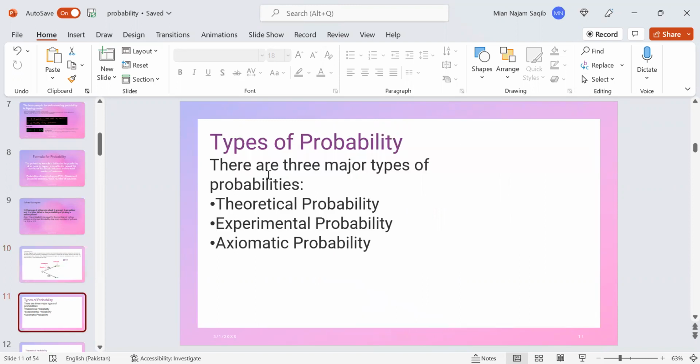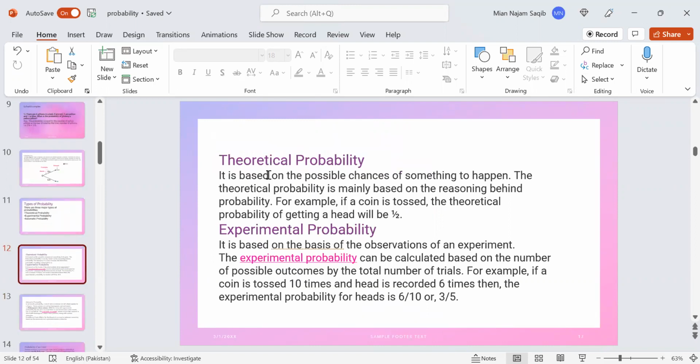There are three major types of probability, which are theoretical, experimental, and axiomatic probability. The theoretical probability is based on the possible chances of something happening. The theoretical probability is mainly based on the reasoning behind probability. For example, if a coin is tossed, the theoretical probability of getting heads will be half.